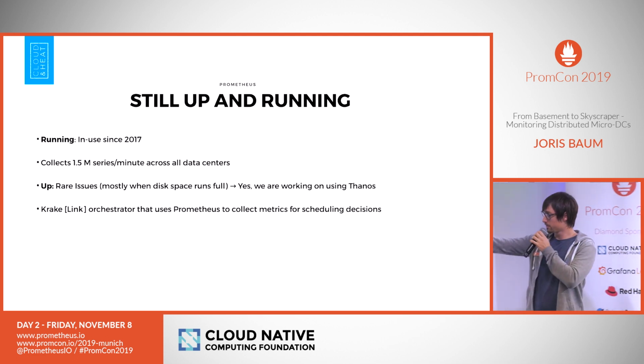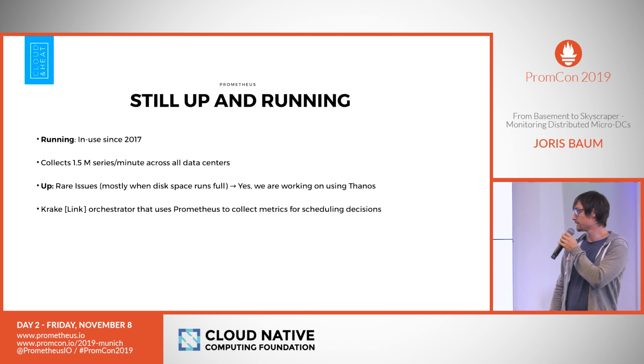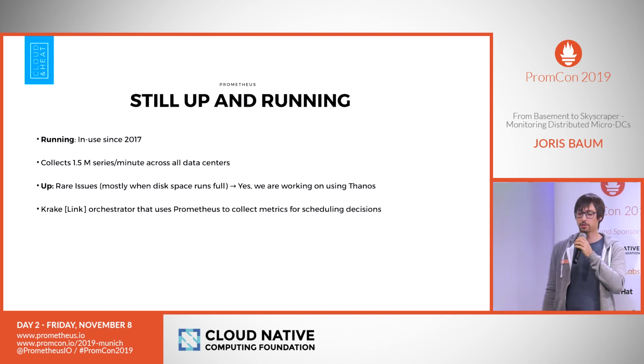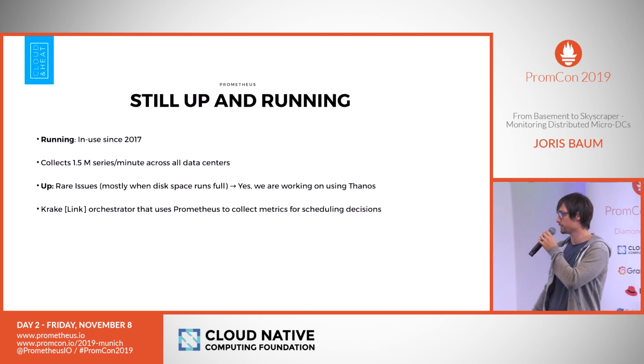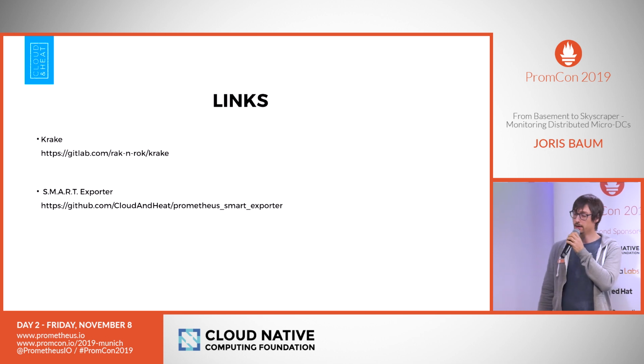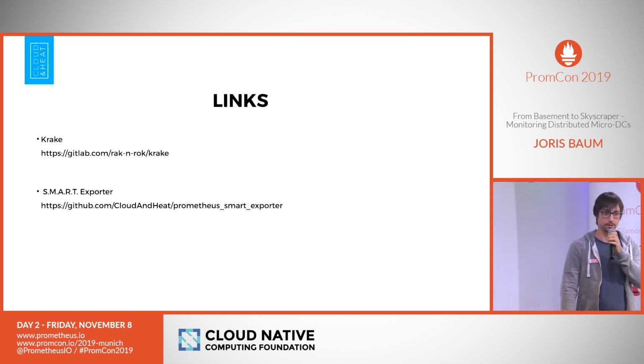And now we also have this new project called Crocker. This is an orchestrator that uses Prometheus as a basis to collect metrics for its own scheduling decisions in a Kubernetes environment. Yeah, so here are some more links if you want to check them out.